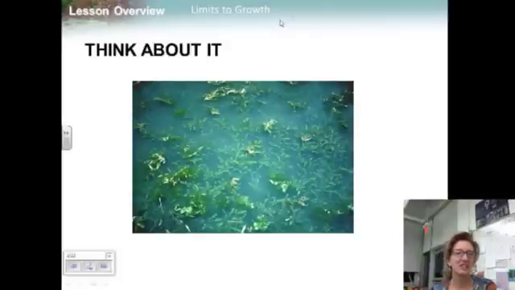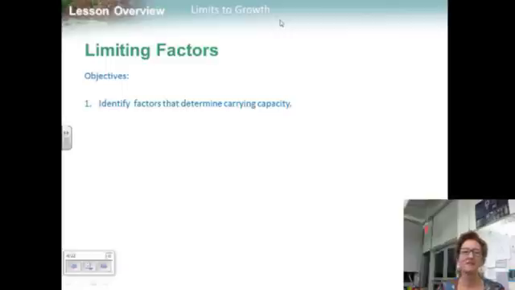In its native Asia, populations of Hydrilla increased in size until they reached a nice carrying capacity, and then the population growth stopped. But here in the United States, the Hydrilla grows out of control. So why does a species that is well behaved in one environment grow out of control in another one? Let's think about that. So first, the objective is to identify the factors that determine carrying capacity.